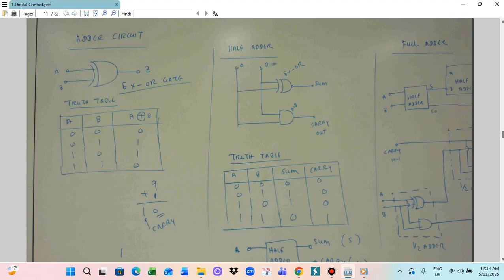Adders can be full adders and half adders. Now I give you the half adder. The half adder circuit is an application of the XOR and AND gate combination. The half adder is a combination of A and B, these two lines. The A line is similar to the XOR output. This is called the sum.